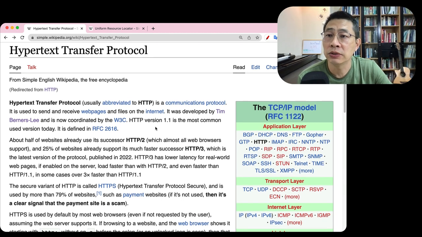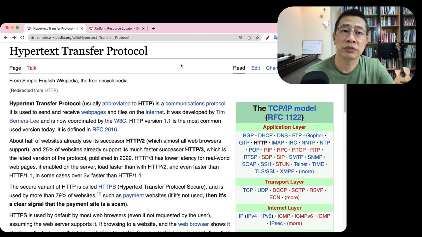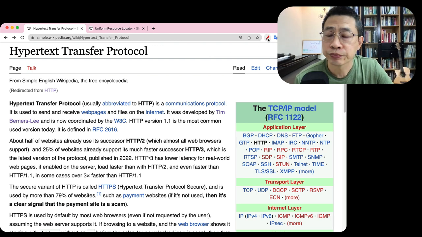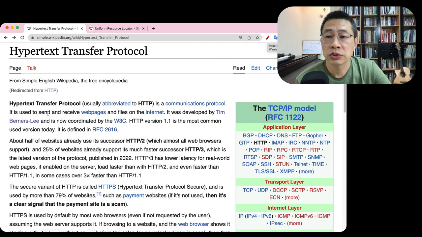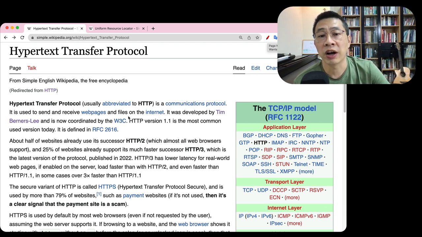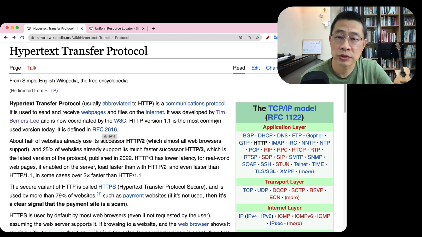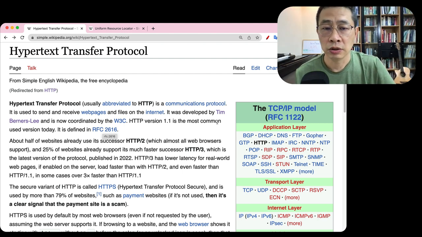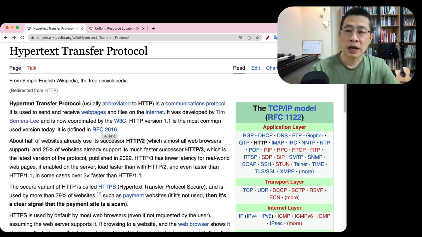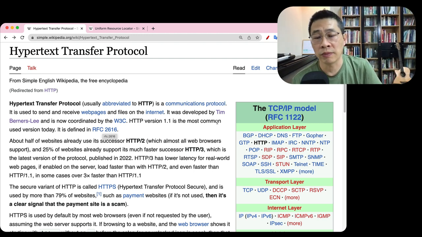Okay, here we go. Hypertext transfer protocol. Okay, hypertext transfer protocol is a communication protocol, right? So used to send and receive the web page on the internet or file. Okay, Tim Berners-Lee again. This gentleman, brilliant innovator, who designed the early version of the web architecture.